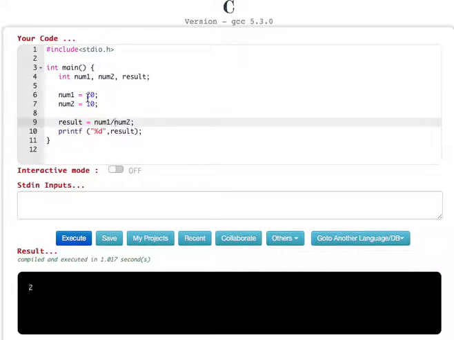Now let's look at a different situation. For example, if we have 10, and if you divide this by 3, you should get 3.33, right? But since we are dealing with integers right here, we don't get that decimal. If you look at this, we only get 3, because integers only have whole numbers, right? So in order to find the remainder, we put the percentage, and we know the remainder is going to be 1.